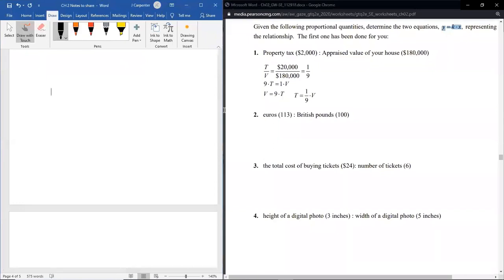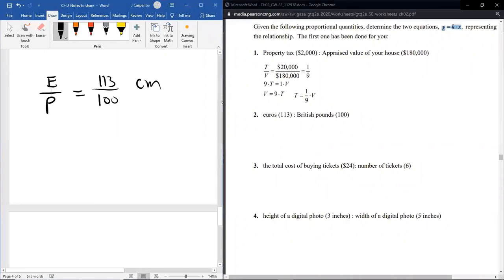Euros to pounds. So they say 113 euros gets you 100 pounds. So you could write, we'll do E for euros over P for pounds, not LB, that's a different type of pound. So we're deciding to go euros over pounds. I could have gone P over E, it doesn't matter as long as I'm consistent. Equals, write the number for the euros, which is 113, write the number for the pounds, which is 100.